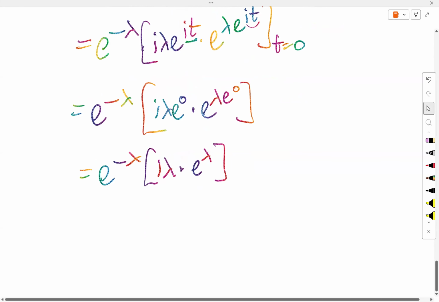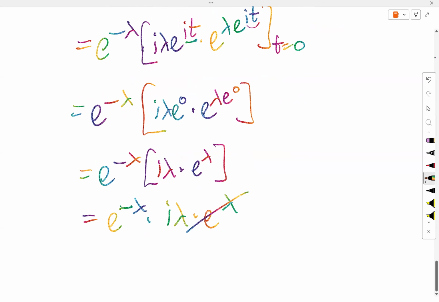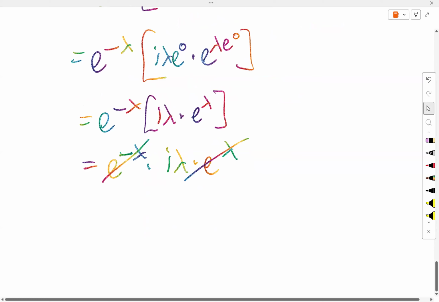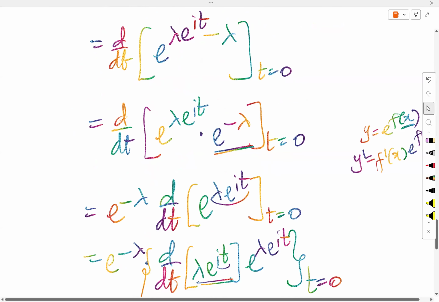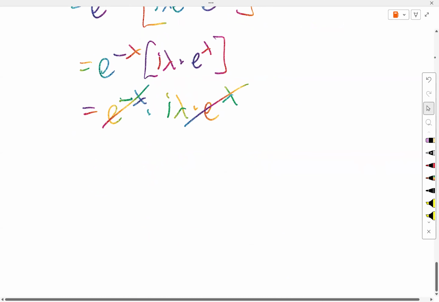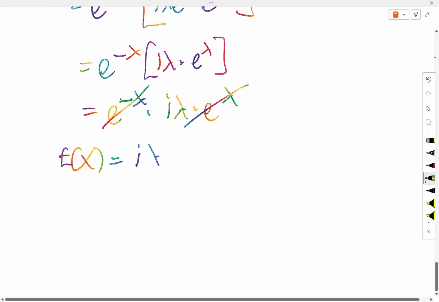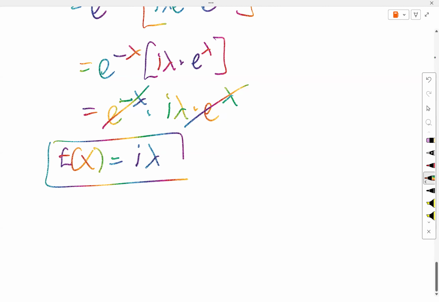So, if you open all of that up, you have e raised to power minus lambda dot i lambda dot e raised to power lambda, and this simply cancels this. So at the end of the day, the expectation of x is equal to i lambda. So this is the expectation of x. It's i lambda. Okay.